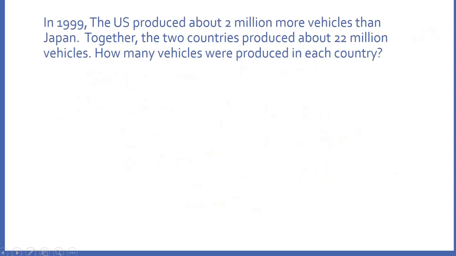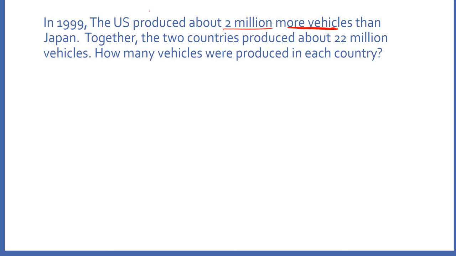Okay, we're going to look at another word problem now. This is the last thing on the video. In 1999, the U.S. produced about 2 million more vehicles, that's added to, than Japan. Together, the two countries produced 22 million. How many vehicles were produced in each country?